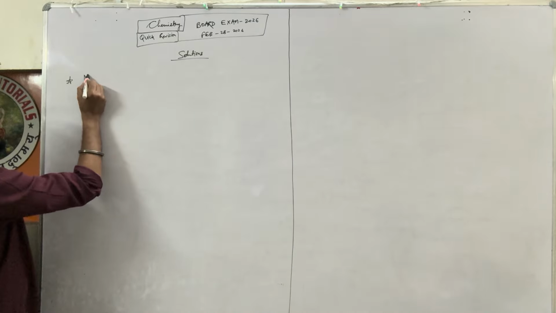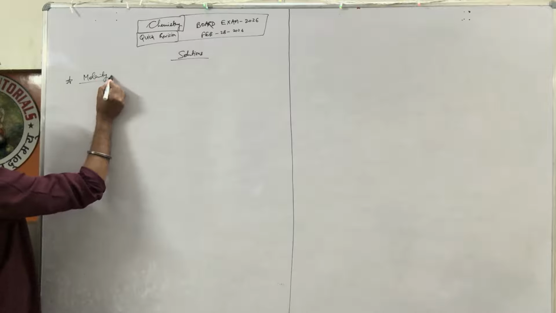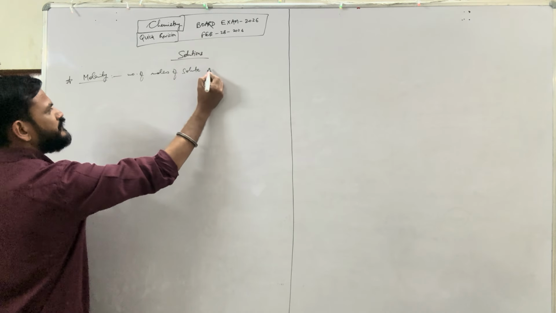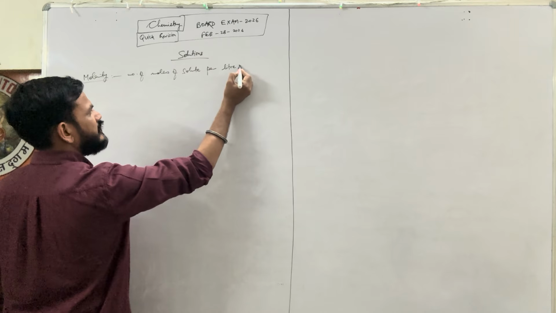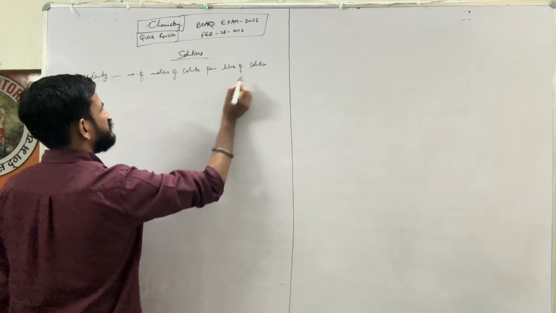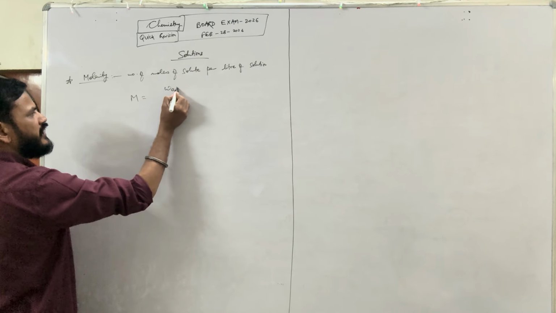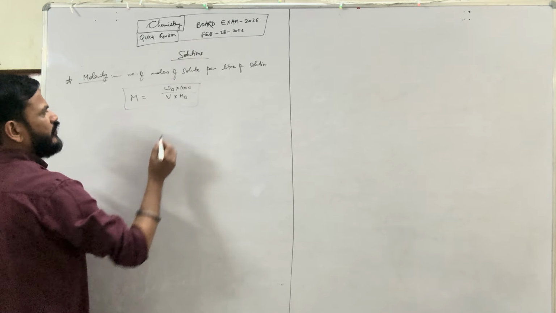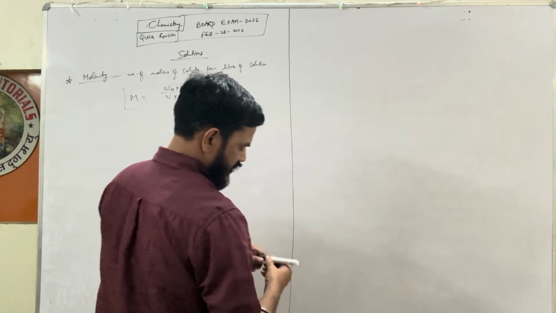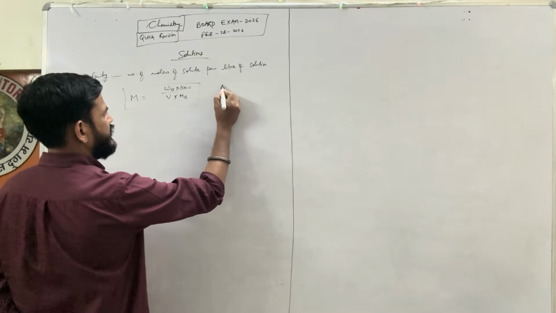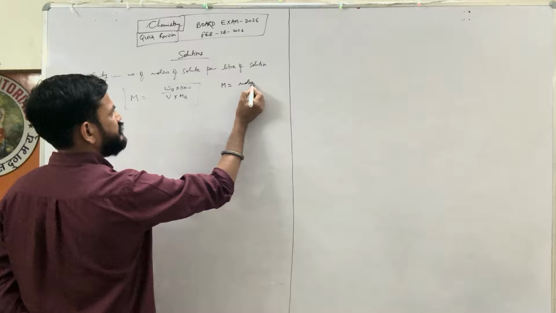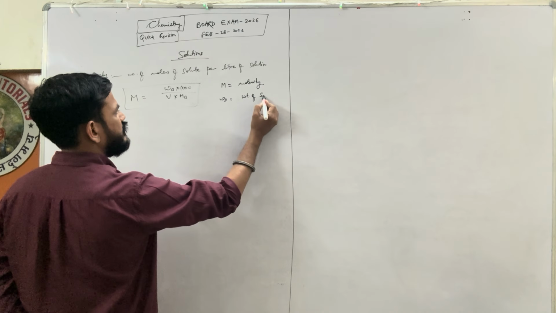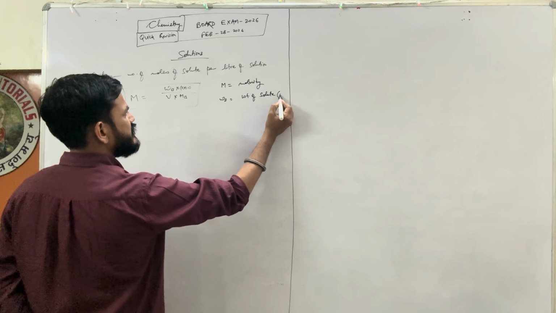Molarity is the number of moles of solute per liter of solution. So molarity M is given by WB into 1000 by V into MB. Now let us find out what these letters mean. M is molarity, WB is weight of solute in grams.